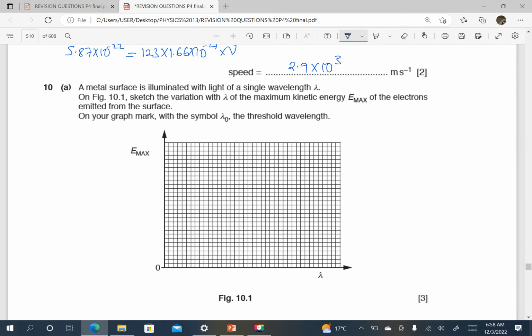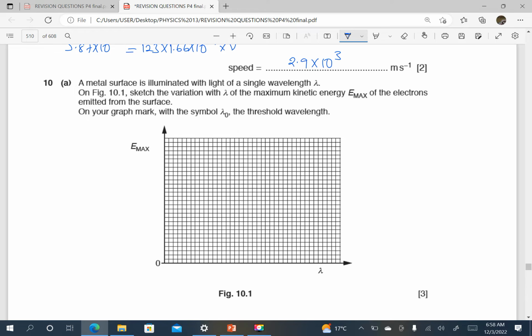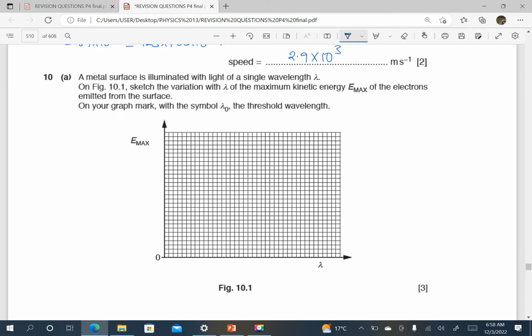A metal surface is illuminated with light of a single wavelength, lambda. On the figure, sketch the variation with lambda of the maximum kinetic energy of the electrons emitted from the surface. On your graph, mark with the symbol lambda naught the threshold wavelength. So I'll just mark any point with lambda naught. Let me mark this point lambda naught. That is the threshold wavelength.